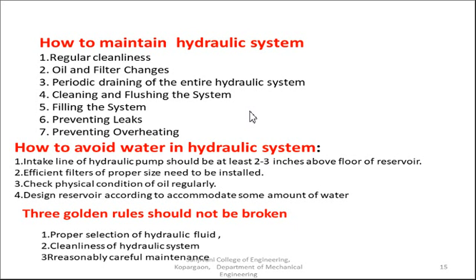So how to avoid water in a hydraulic system? As we have seen in the previous video, the formation of moisture and that moisture getting converted into water is very dangerous for a hydraulic system. So intake lines of the hydraulic fluid should be at least 2 to 3 inches above the floor of the reservoir. This will reduce the catch of moisture and reduce cavitation or the pressure drop in the system, so it will avoid the formation of moisture.